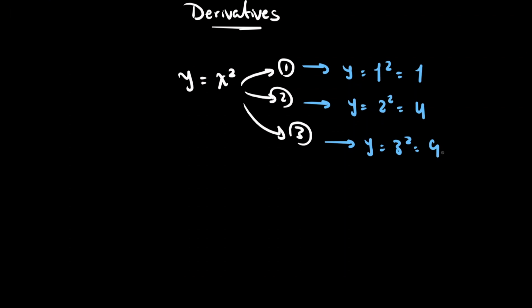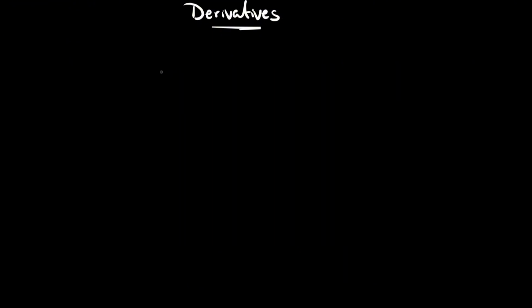But now we want to know how y is changing as x gets bigger. That's where we use the derivative, or d over dx. The derivative for x squared is 2x. But what does that mean? So what do I mean when I say that the derivative equals 2x for this equation?